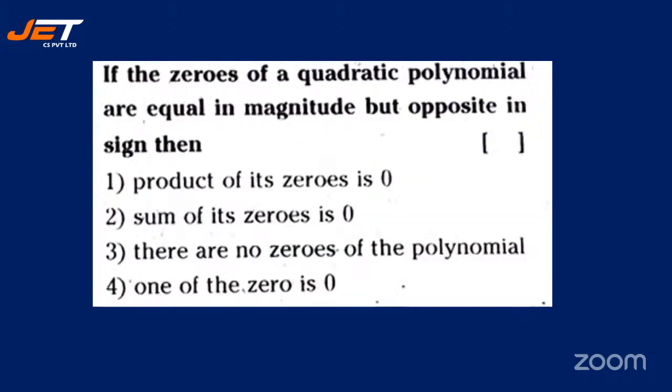If the zeros of a quadratic polynomial are equal in magnitude but opposite in sign, then what is it? Product of its zeros is 0. Sum of its zeros is 0. There are no zeros of the polynomial. One of the 0 is 0. So I think this is a theory question. Can be answered very easily. Let's see how many are giving me the answers for this.